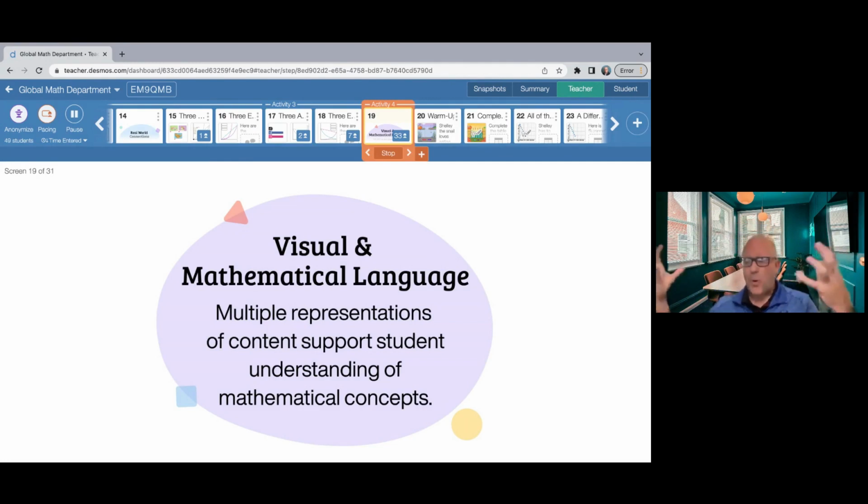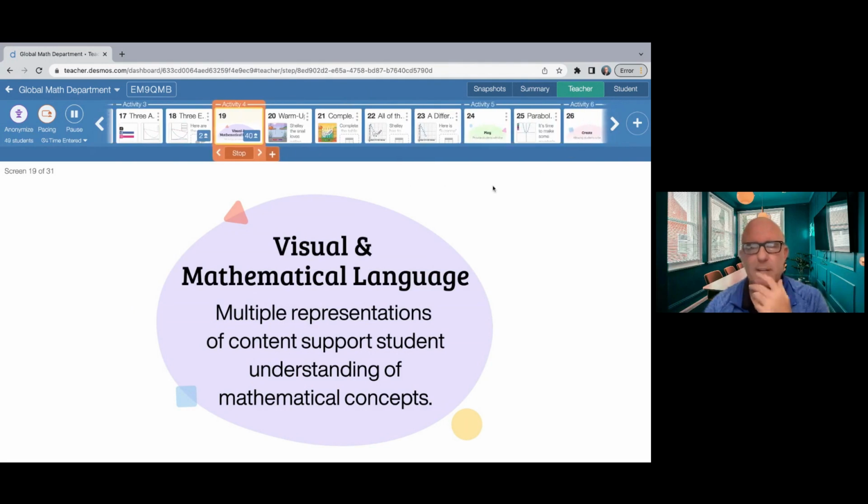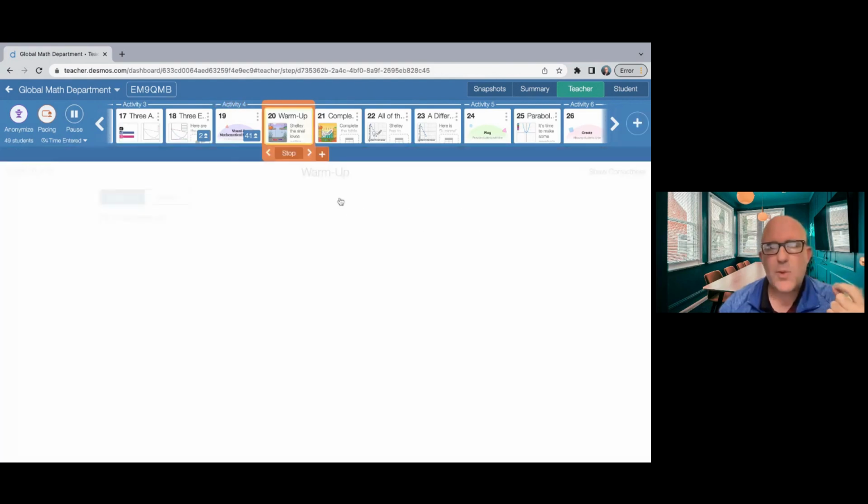So the next one that I brought up is this idea of visual and mathematical language. We should have multiple representations of content and also connect and weave them to help students understand concepts. And so I'm going to open up another one of my new favorite activities that our team here has developed. So much goodness. And I'm going to first just put you in this warm-up screen here.